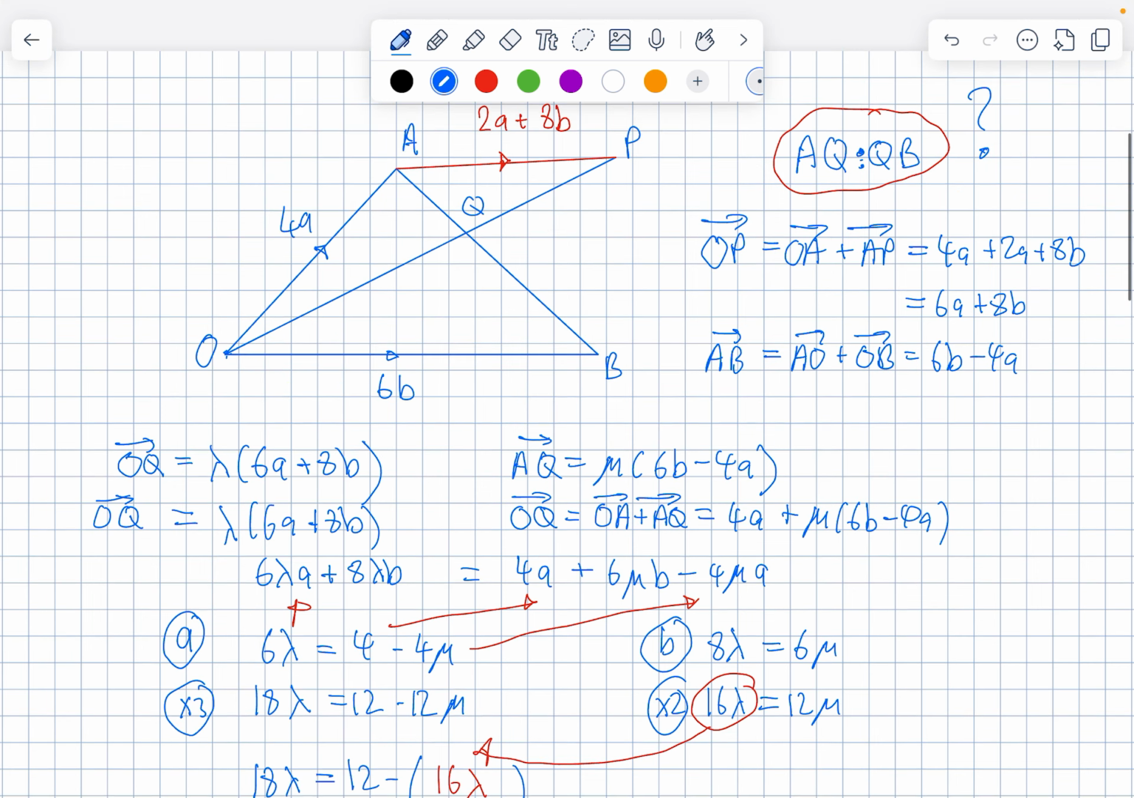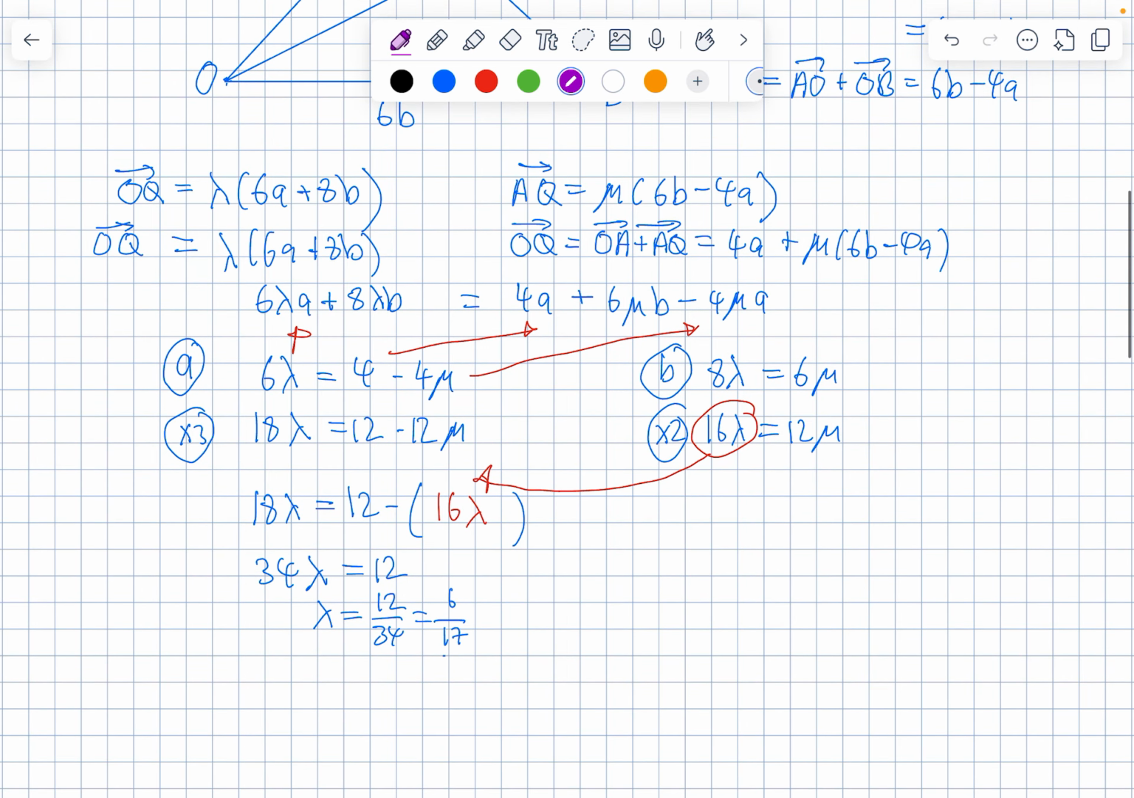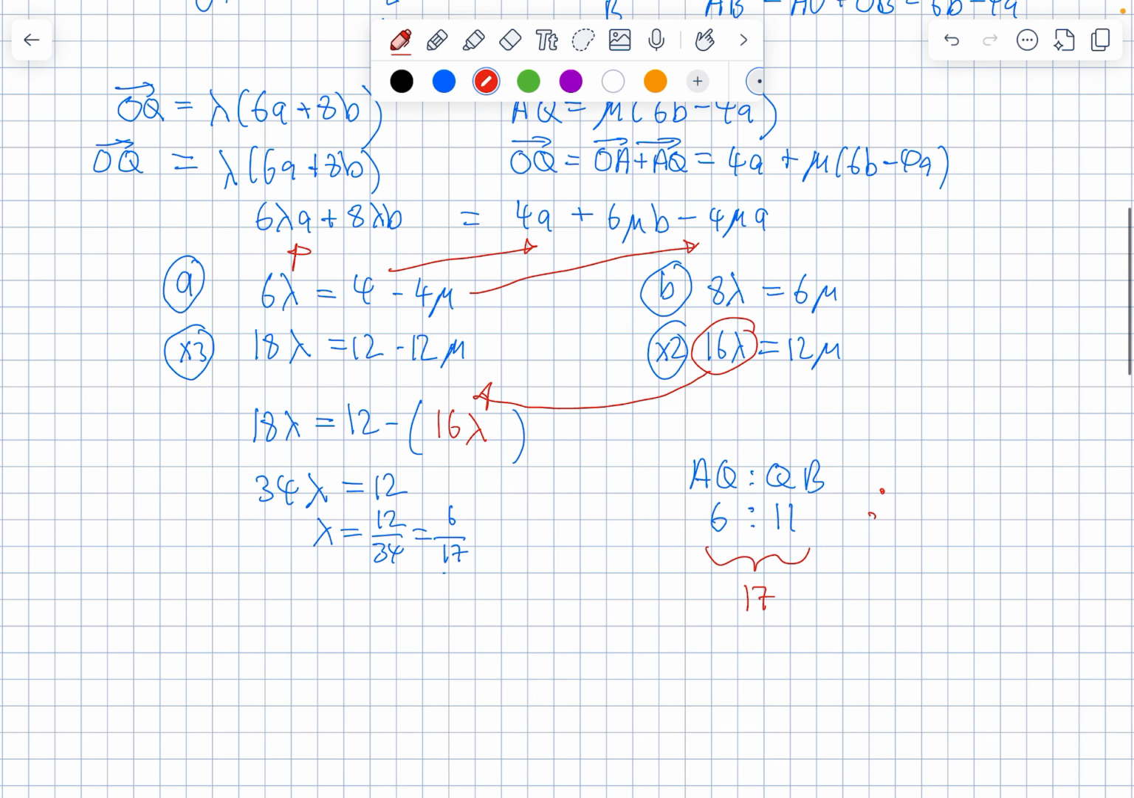So that means that this distance is 6/17 of the whole distance. So what's my ratio? So from A to Q, from Q to B, well, that's going to be 6 parts, and that's going to be 11, which means that basically the total is the 17 total. So there's my ratio. Knew it was simultaneous.